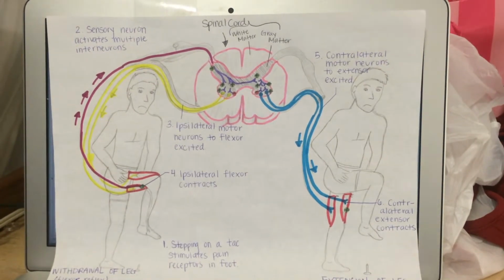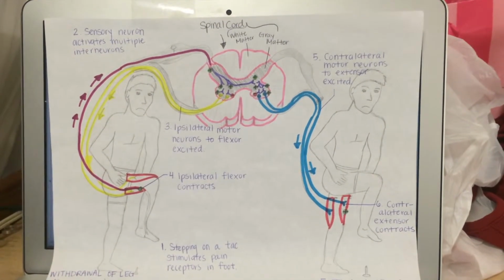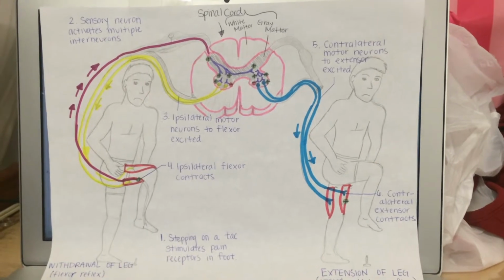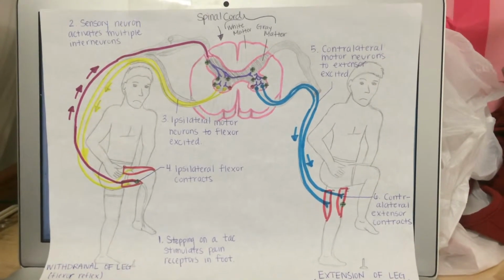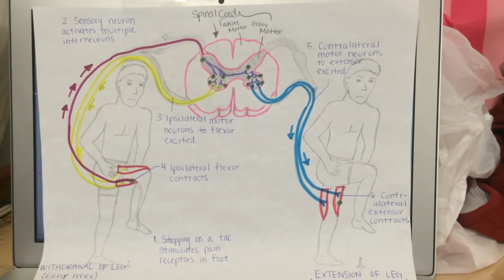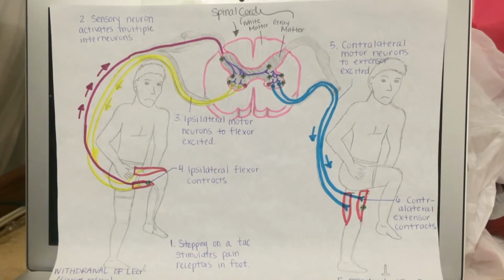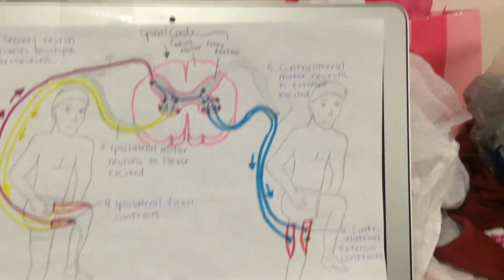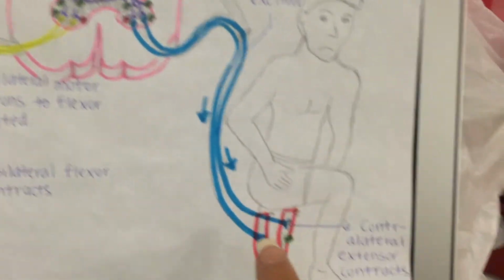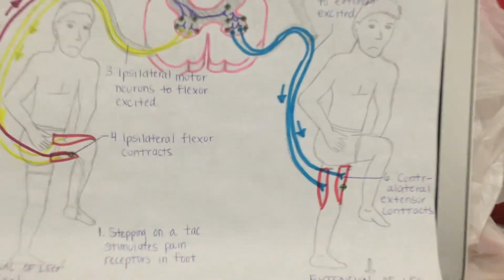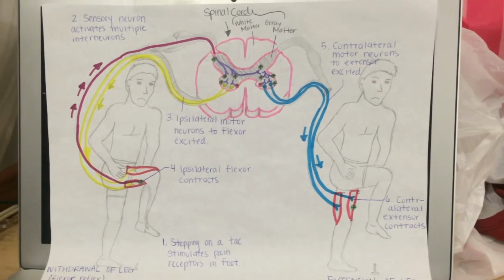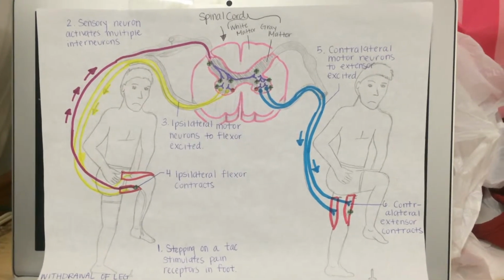Contralateral means that the effectors are on the opposite side of the body from that which the receptor is receiving the stimulus from. Interneurons carry impulses to the opposite side and synapse with motor neurons. These motor neurons send their impulses to the extensor muscles, which are the quadriceps in this diagram. Typically, the more complex the response, the more interneurons are involved.